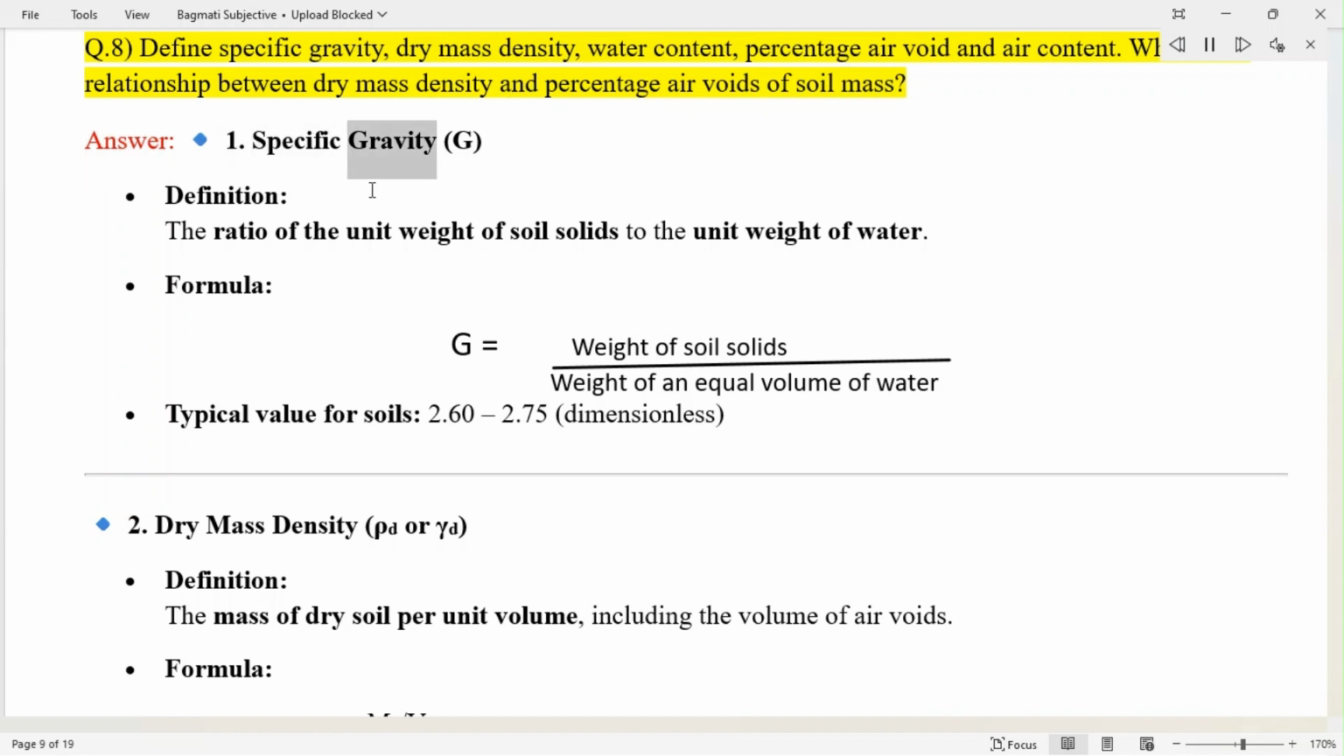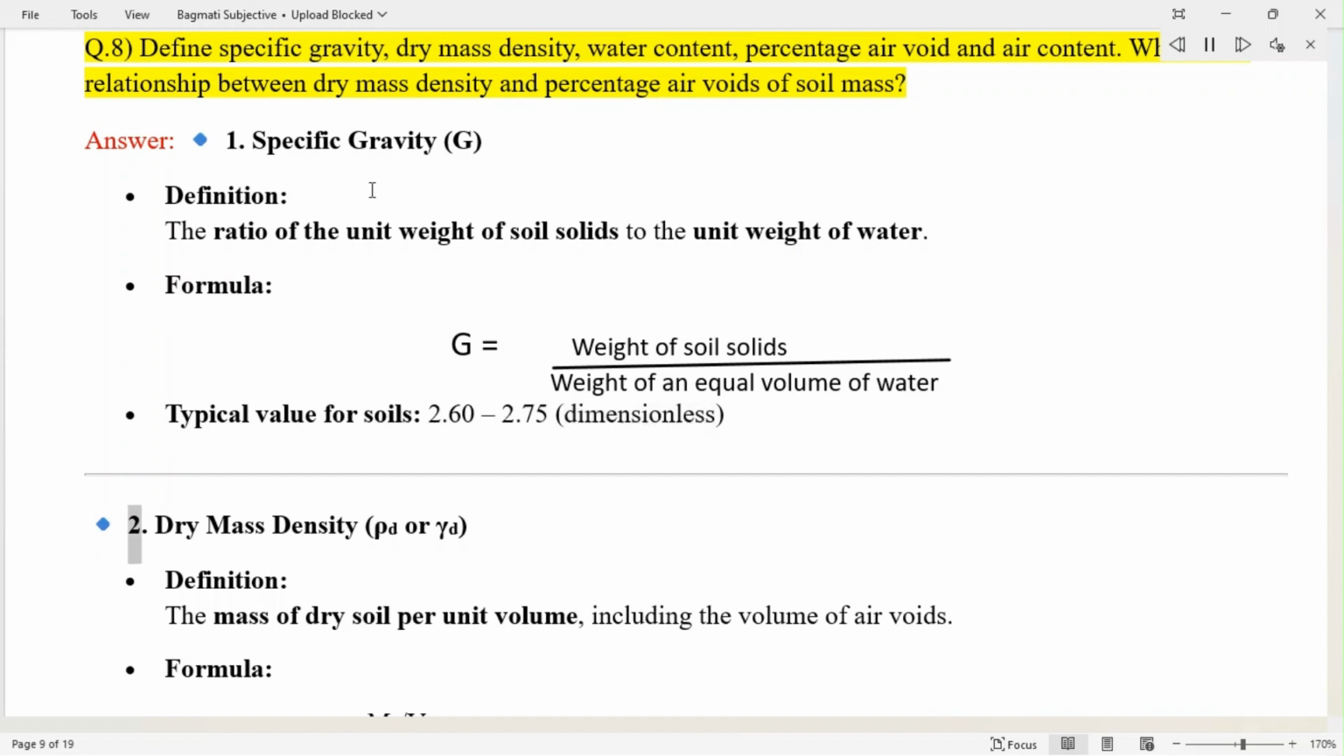Specific gravity, G. Definition: the ratio of the unit weight of soil solids to the unit weight of water. Formula: G equals weight of soil solids over weight of an equal volume of water. Typical value for soils: 2.60 to 2.75, dimensionless.